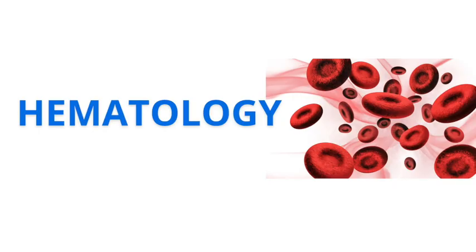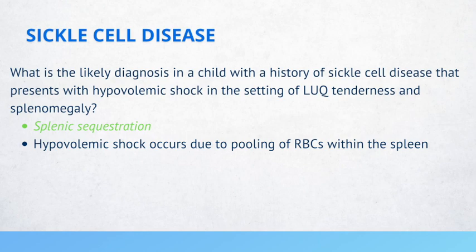What is the likely diagnosis in a child with a history of sickle cell disease that presents with hypovolemic shock in the setting of left upper quadrant tenderness and an enlarged spleen? Splenic sequestration. Hypovolemic shock occurs due to the pooling of red blood cells within the spleen. Let's just remember these facts. If a patient has sickle cell disease, hypovolemic shock, left upper quadrant tenderness, and an enlarged spleen, think about splenic sequestration.